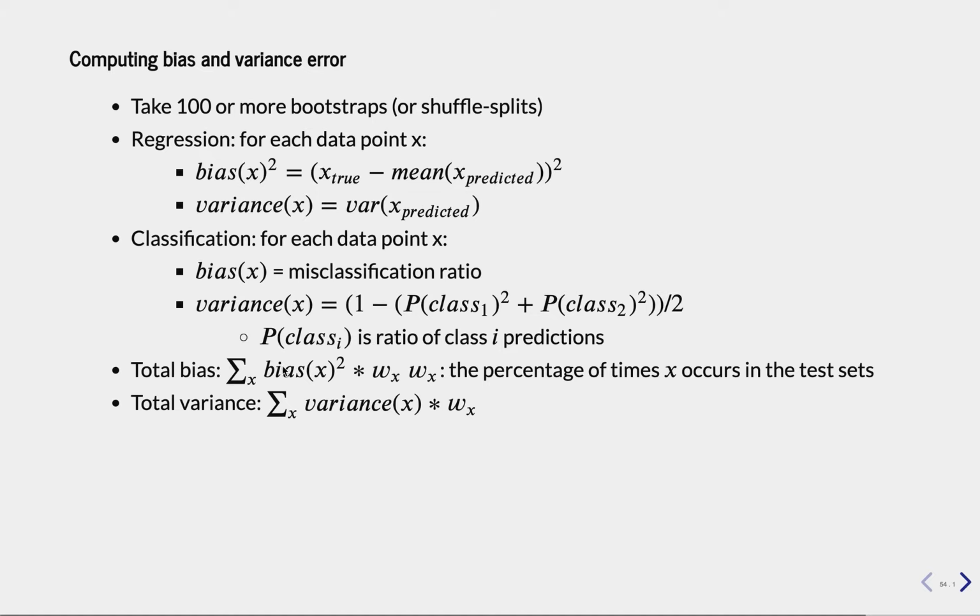And the total bias is simply the sum of all the biases you found for every point times the weight of the point, and the weight of the point is how many times it occurs in the test sets. Right? So you have 100 samples, so on average it will occur 30 times, 30% of the time in the test set. So that's this WX. And same with variance.